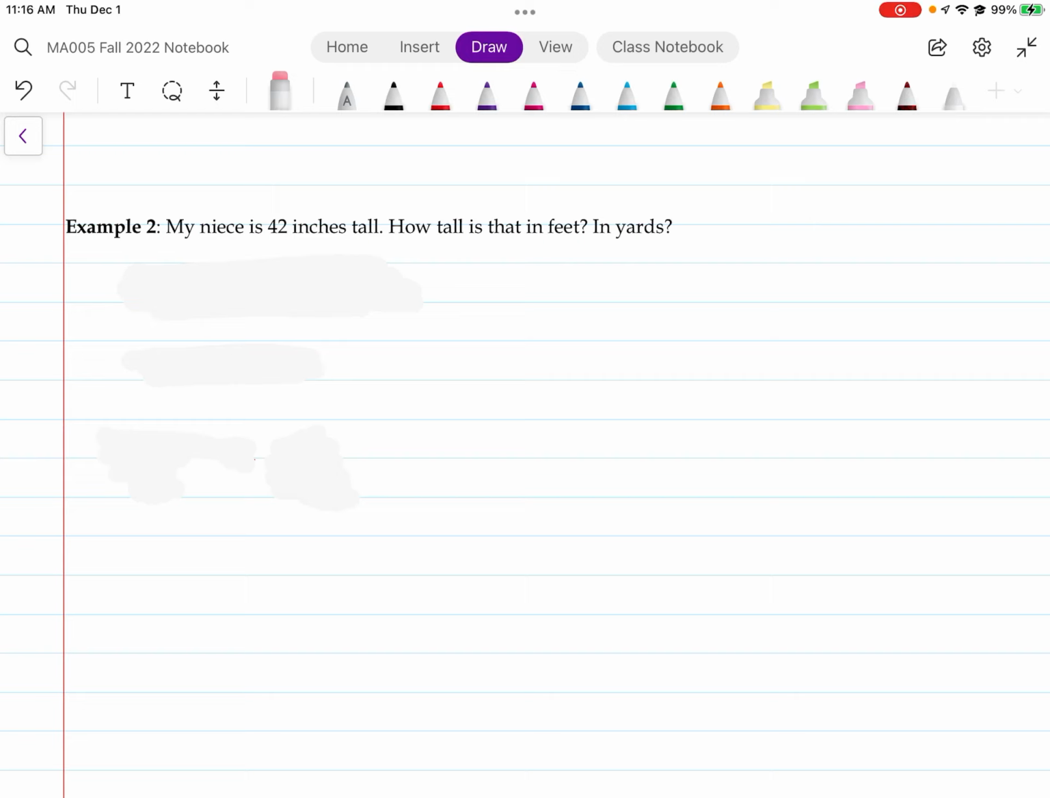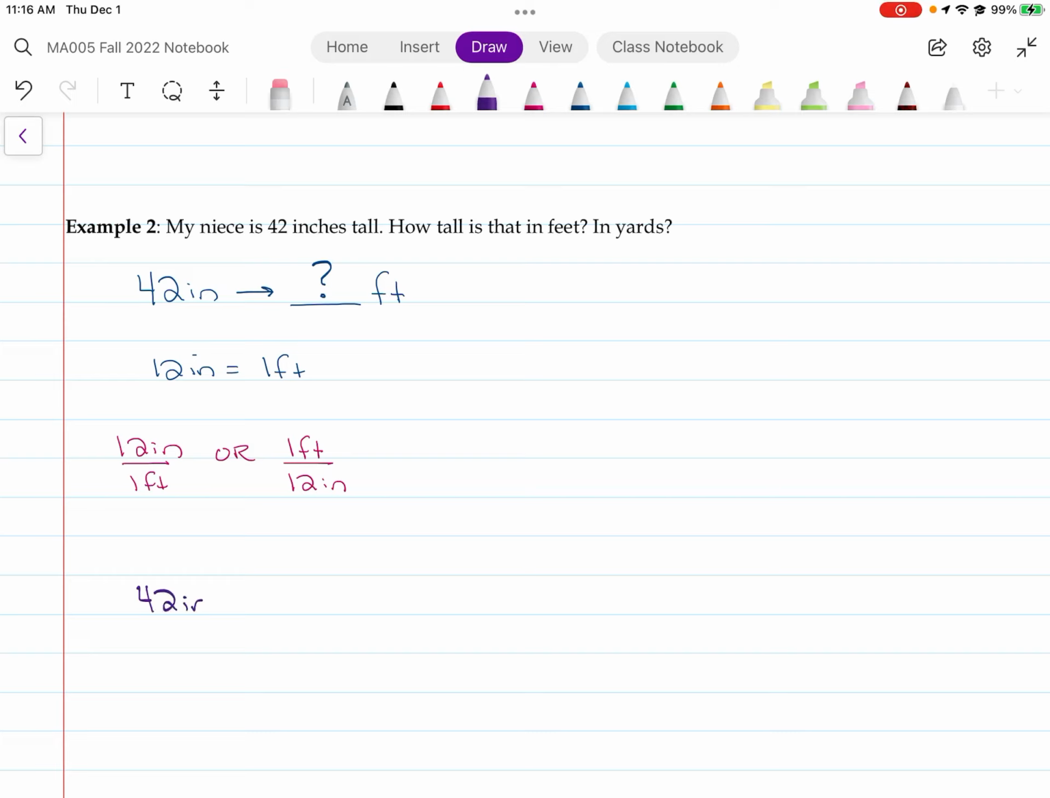Okay, so the first thing you want to do is set up your plan. 42 inches is going to how many feet? Then you want to find your conversion factor. 12 inches is equal to 1 foot. Then you set up your two choices, 12 inches per foot or 1 foot per 12 inches. Then we set up our 42 inches times what gives us how many feet.